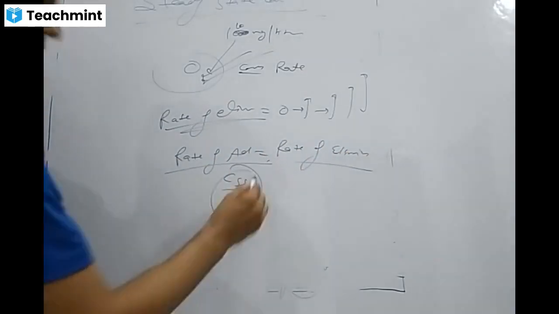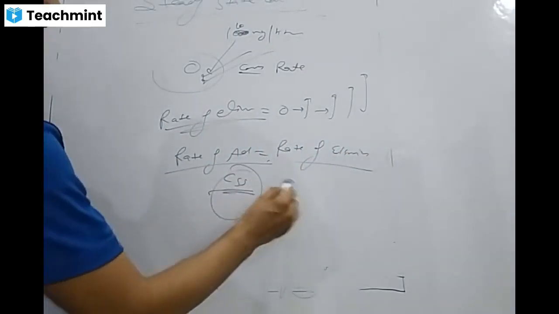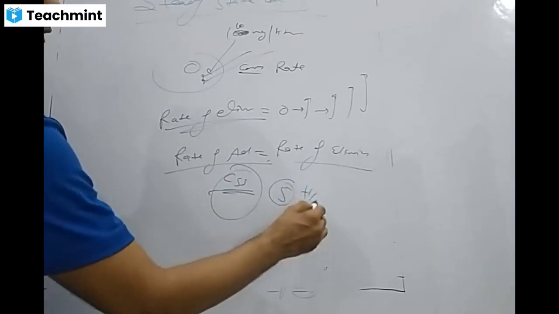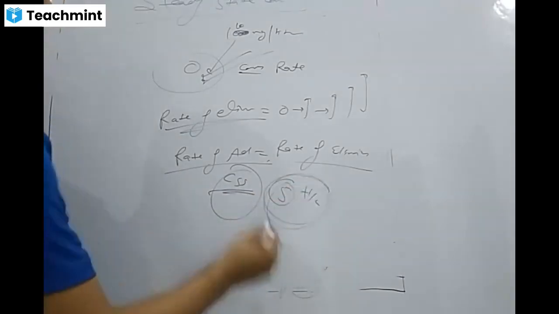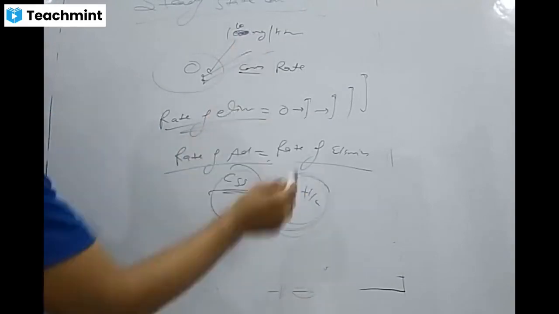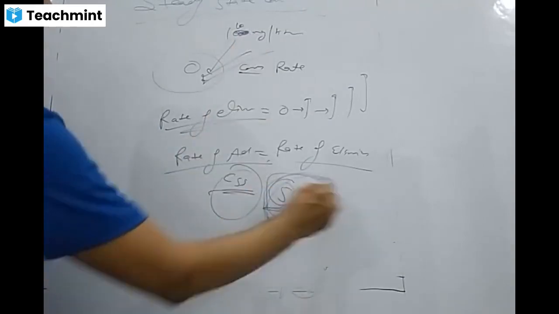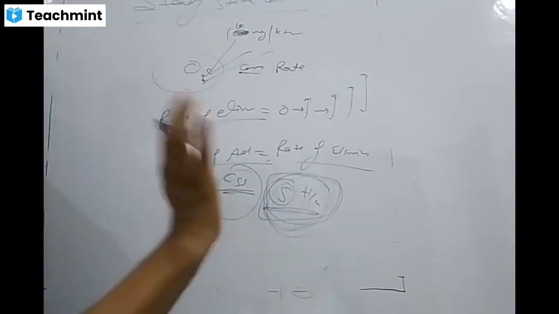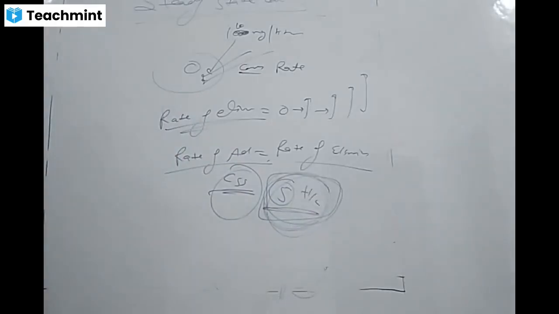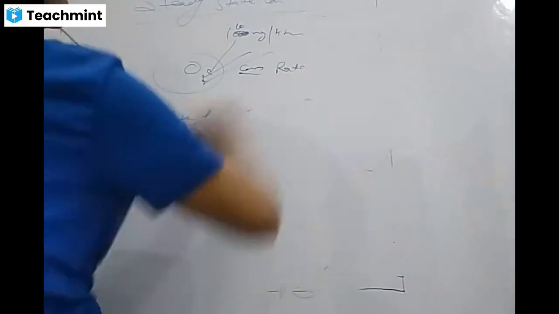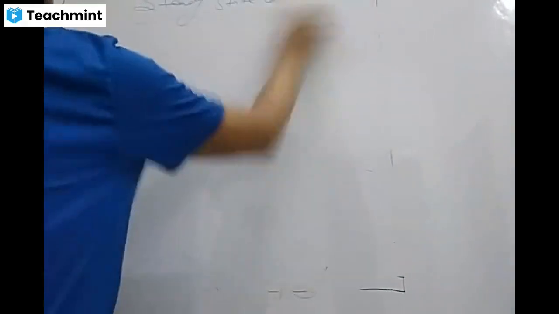And this state will be reached in 5 half-lives. This was an MCQ in your ICAR exam: steady state concentration is reached in how many half-lives? So 5 half-lives are required for the drug's plasma concentration to become steady.